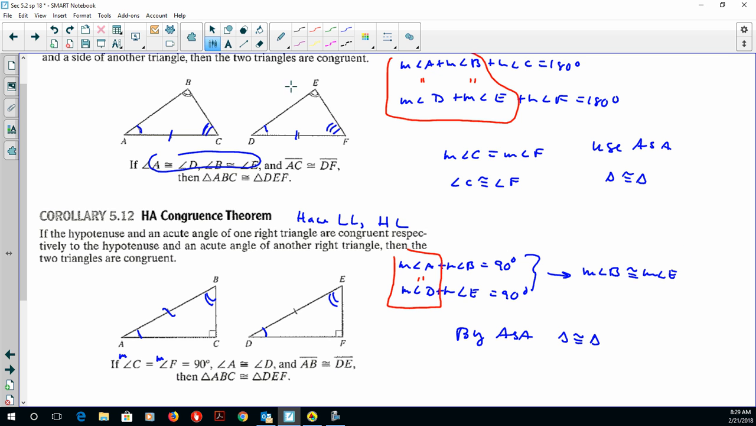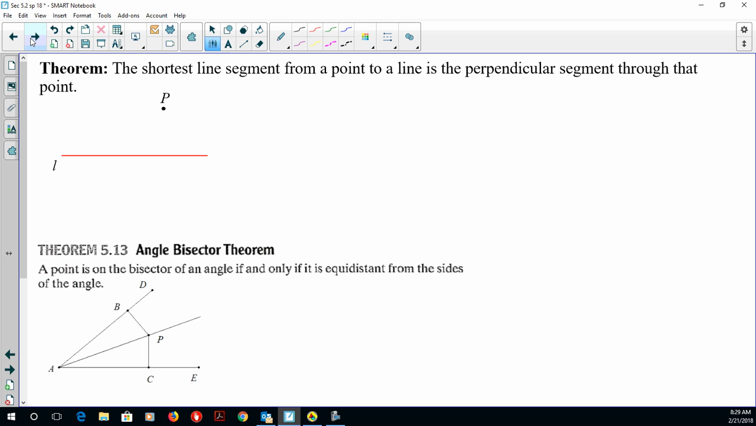Now, as I was looking through things, we've got to do theorem 5.13, the angle bisector theorem. It involves something that I don't think we've ever actually proven here. We've talked a little bit about distance, but we've never actually stated or proved that when you're talking about a distance between a point and a line segment, we're measuring it along a perpendicular. So I made up this little theorem here, which is a quick application of the Pythagorean theorem. It says that the shortest line segment from a point to a line is the perpendicular segment through that point.